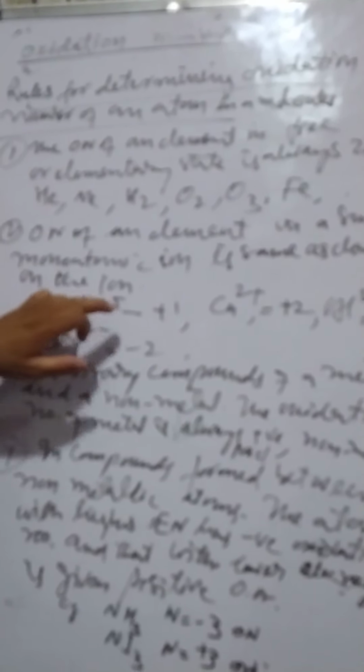The second rule is the oxidation number of an element in a single monoatomic ion. A monoatomic ion is one which has only one atom. We have sodium, we have calcium, we have aluminum, we have chloride. So in these cases, the oxidation number of the atoms is the same as the charge on the ion. For example, sodium has a single charge +1, so its oxidation number is +1. Calcium has 2 positive charge, so its oxidation number is +2. Aluminum has +3, its oxidation number is +3. Chlorine has -1 charge, so its oxidation number is -1.